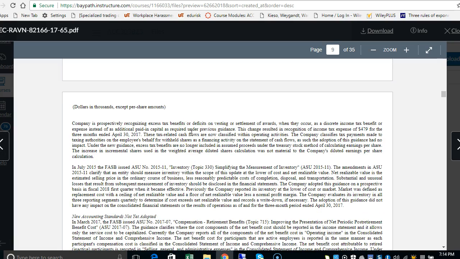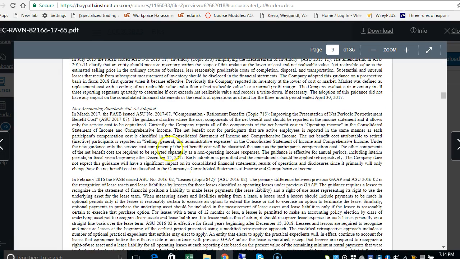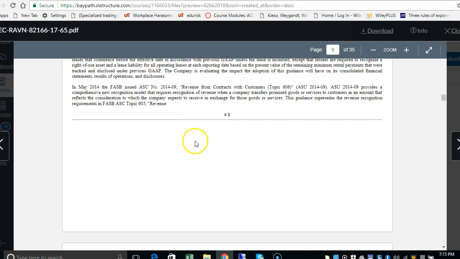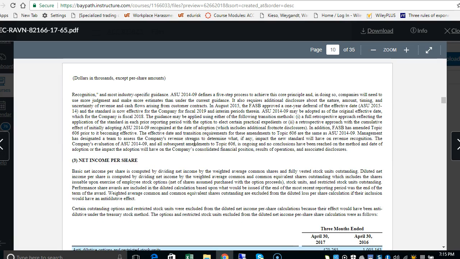Company is prospectively recognizing excess tax benefits or deficits on vesting of settlement of awards when they occur. So they talk about that accounting principle. Inventory. They talk about their inventory principles involved. They talk about some of the new accounting standards that have not yet been adopted. And so as you can see, there's a lot of disclosure in this 10Q. A lot more than just numbers and financial statements.